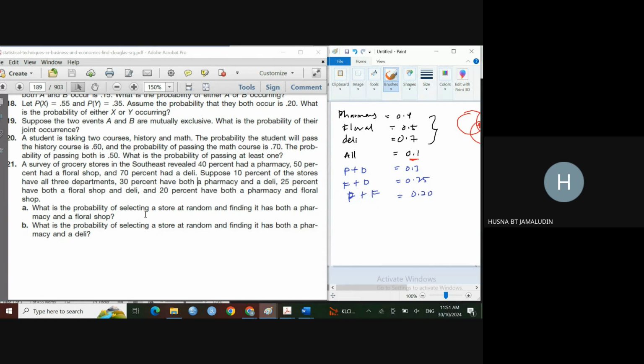Now, what is the question? What is the probability of selecting a store at random and finding it has both pharmacy and floral? Where is pharmacy and floral? This is the pharmacy and floral region, right? So what probability will you get? 0.2.